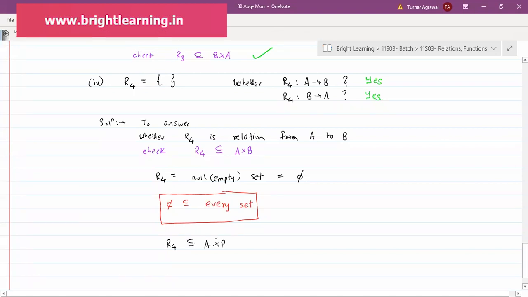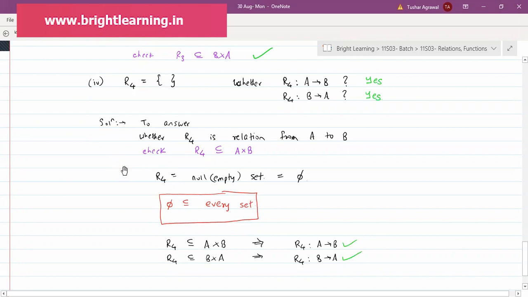A cross B you can definitely calculate, it will come to some set. Empty set will be a subset of that. And R4 will also be a subset of B cross A, whatever B cross A is. So can you see now, R4 is a relation from A to B, and this implies R4 is a relation from B to A. Correct? Is the explanation clear? Empty set is a subset of every set. This statement, do you remember from set theory? Yes, sir.